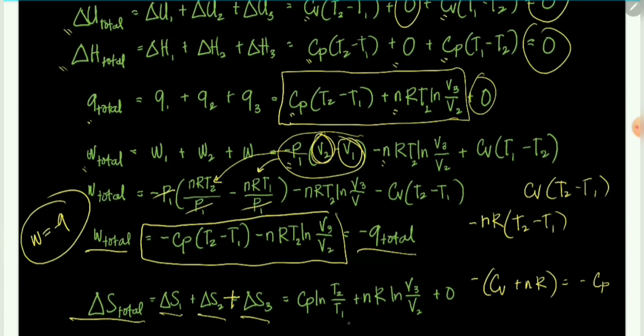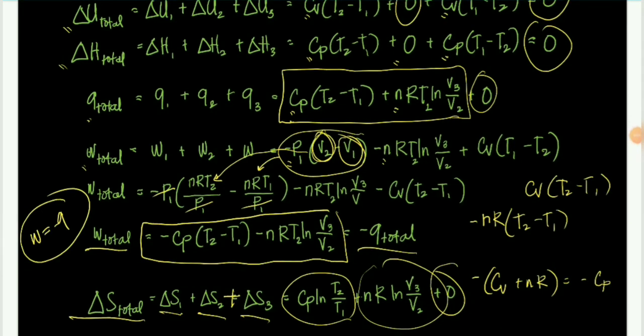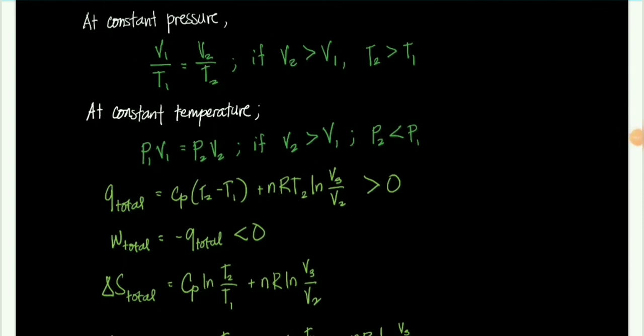So that is equal to CP ln T2 over T1 plus nR ln V3 over V2 plus 0 for the adiabatic step. So the next thing to do is to simplify the expressions for Q total, W total, and delta S total. So let's take a closer look at Q total, W total, and delta S total, and see if they are greater than 0, less than 0, or equal to 0.